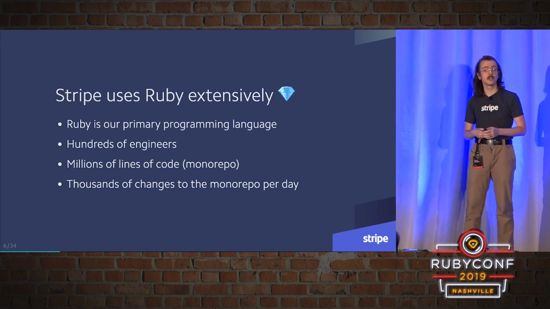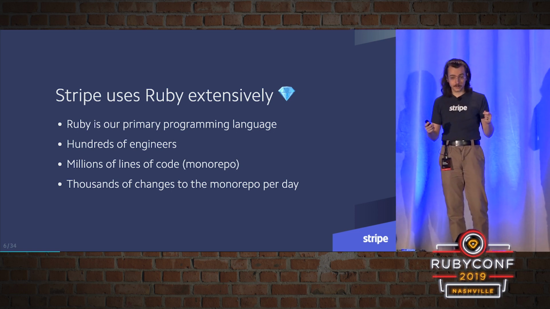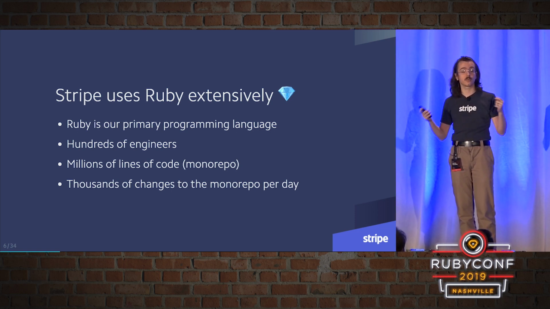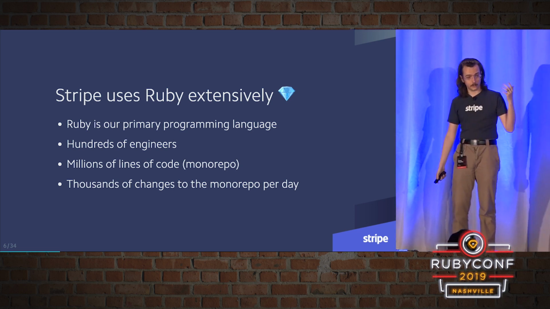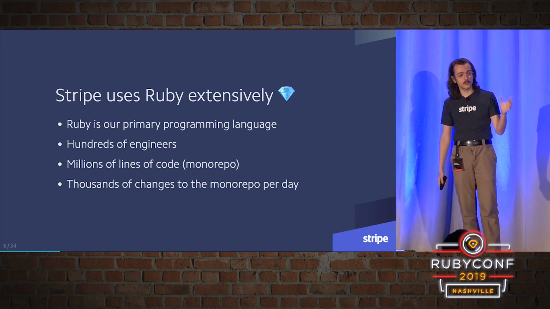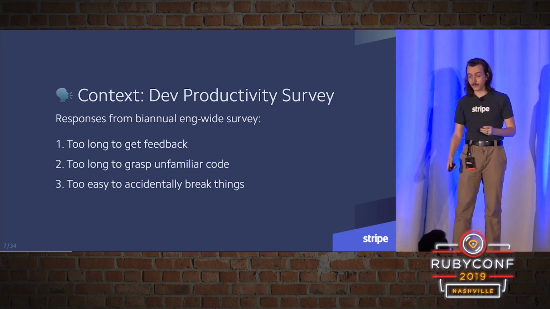There are hundreds of them. They're writing millions of lines of code in a single repo. That's intentional. We wanted it to be easier to make changes, to make sweeping changes around the entire code base. And thus, we have a single repo with tens of millions of lines of code. And there are thousands of changes that happen in this repo every day, done by all of those engineers.